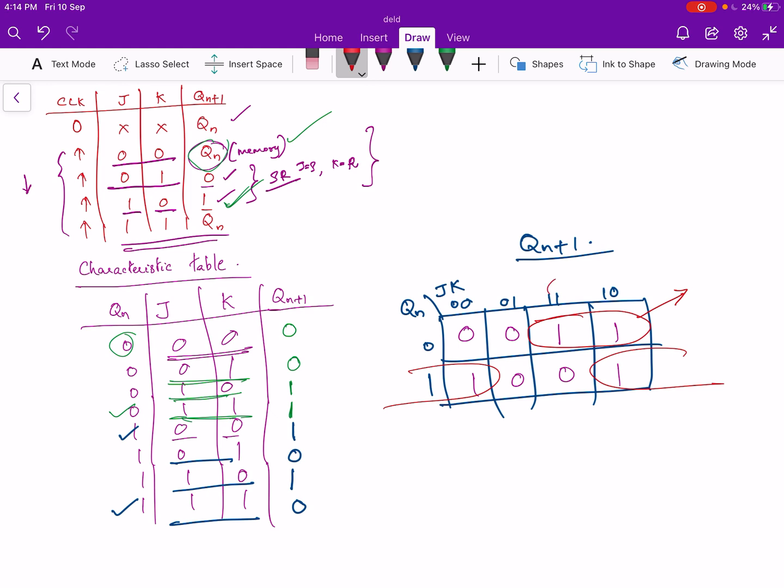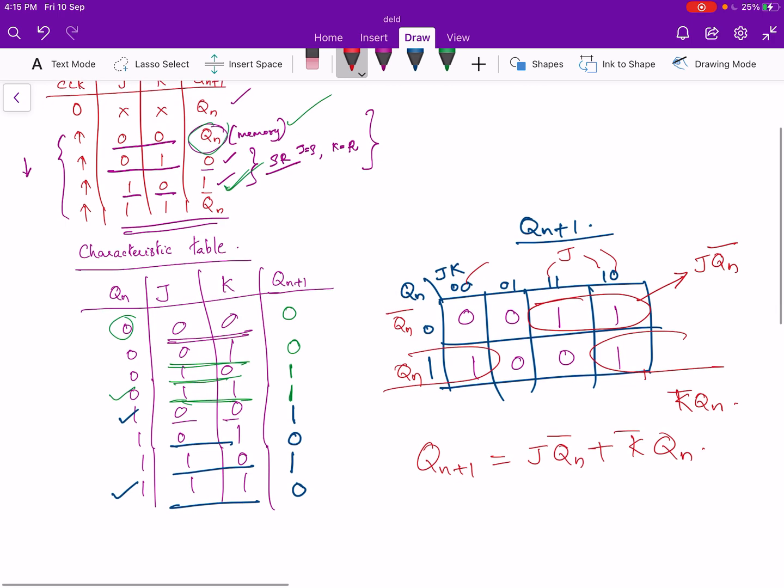The expression will be here 1 and 1 is common, that is J, and this is Qn bar. So this expression is J Qn bar, and here in the first and the last column 0 is common, so that is equal to K bar corresponding to this, and this is Qn. So K bar Qn. So we can write Qn plus 1 is equal to J Qn bar or K bar Qn. So this is the characteristic equation. So that is Qn plus 1 in terms of J, K and Qn. J Qn bar or K bar Qn.